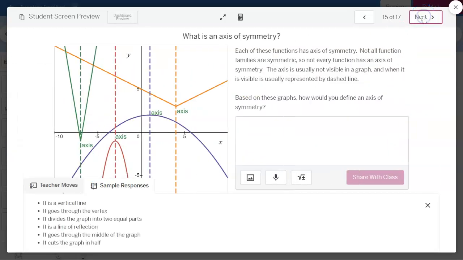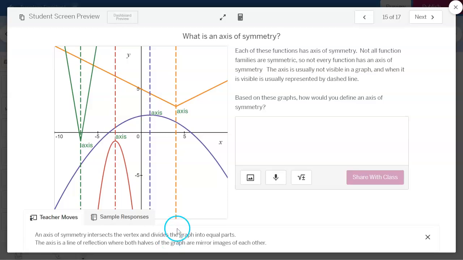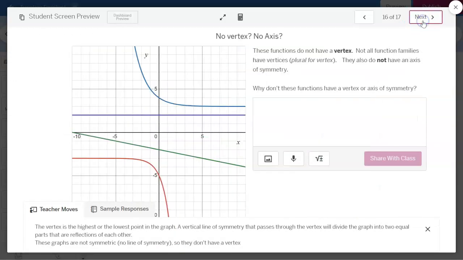And then here's an axis. An axis of symmetry is not usually visible, but if it is visible, it's usually dashed. I tried to match up the color so you could know which axis goes with which one of these, but based on this graph here, what would you say is an axis of symmetry? And I've given you some sample responses and some teacher moves, so be sure to check on that.